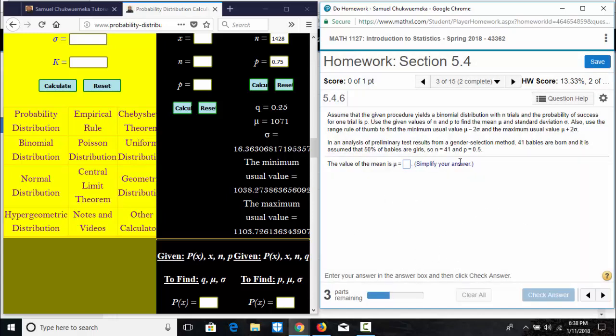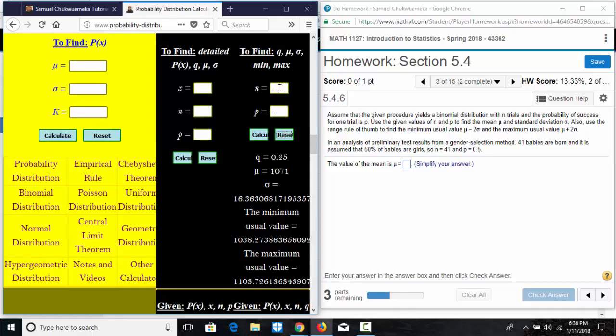Question 3. It's the same kind of questions they asked. In an analysis of preliminary test results from a gender selection method, 41 babies are born, and it is assumed that 50% of babies are girls. So n is 41, p is 0.5. So I'm just going to reset this.